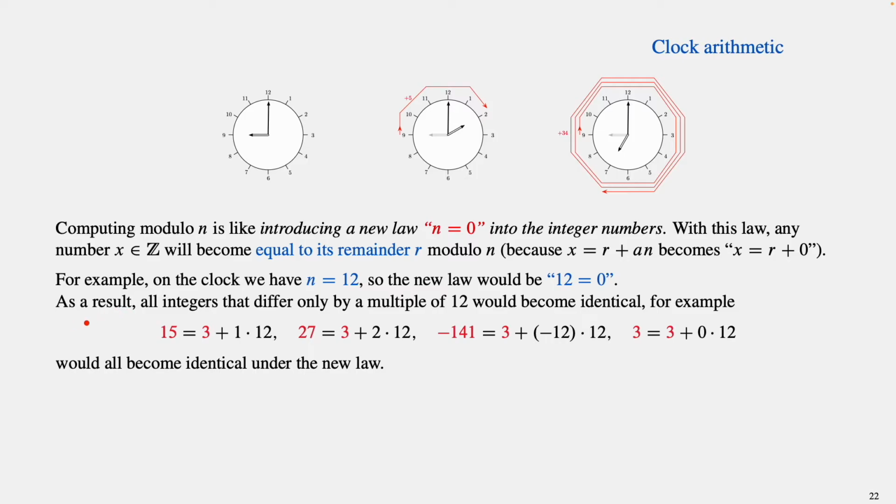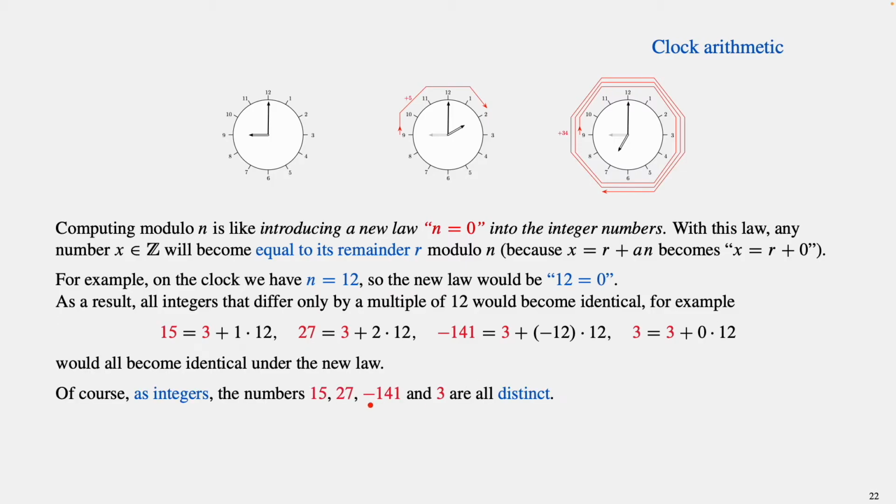And the result of that is that all the integers that differ only by a multiple of 12 would become identical after introducing this new law. For example, look at these. 15 is equal to 3 plus 1 times 12. 27 is equal to 3 plus 2 times 12. Minus 141 is equal to 3 plus minus 12 times 12. And 3 is equal to 3 plus 0 times 12. Now if we introduce the new law 12 equal to 0, then this and this and this and this would all be 0. And all these would become identical.